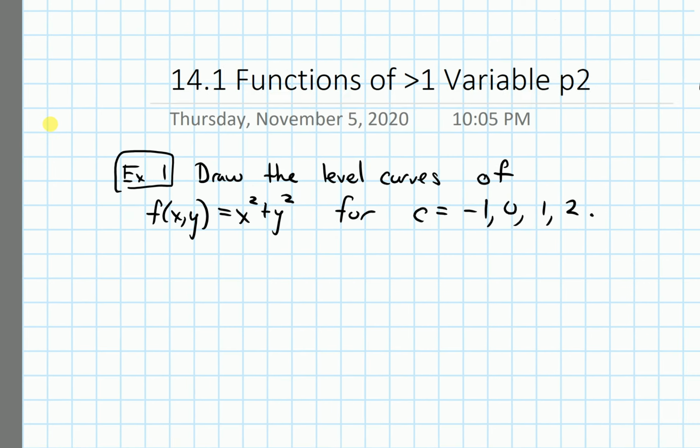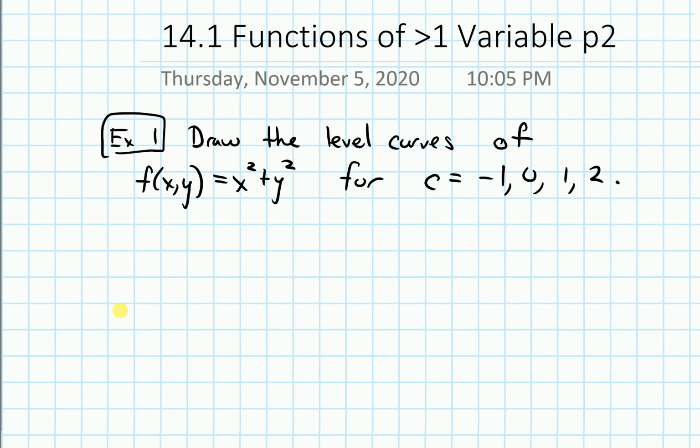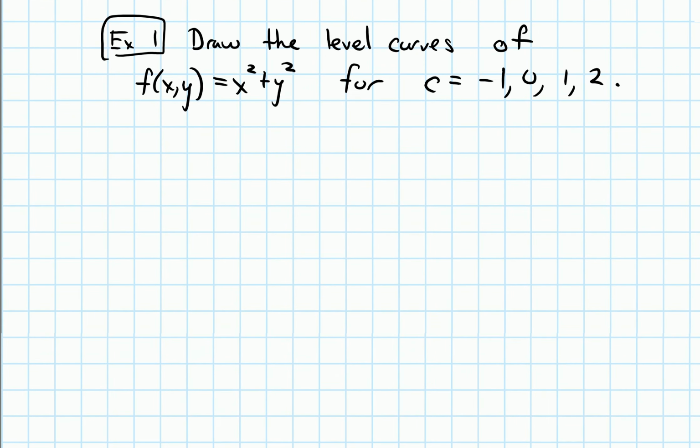All right, so here is the first example that I want to look at. Let's draw the level curves of f of x comma y equals x squared plus y squared for c equals -1, 0, 1, and 2. What I need to do is find the level curve for each of these values. So let's start with c equals -1. Once I have my c value, I set my function's formula equal to it. So we're going to set x squared plus y squared equal to -1. And that equation has no solution.